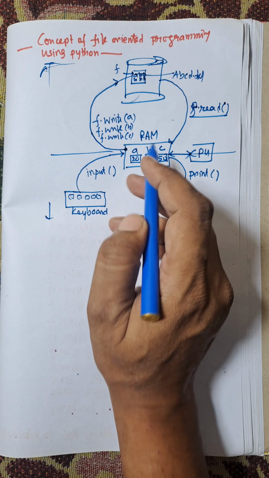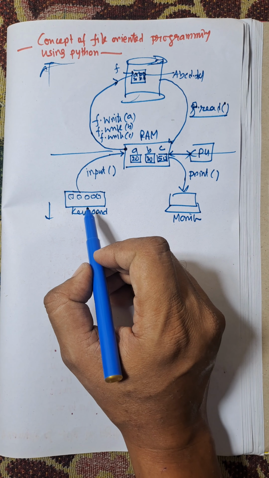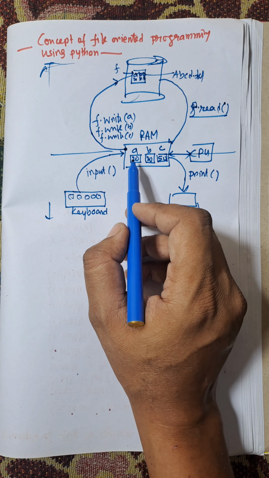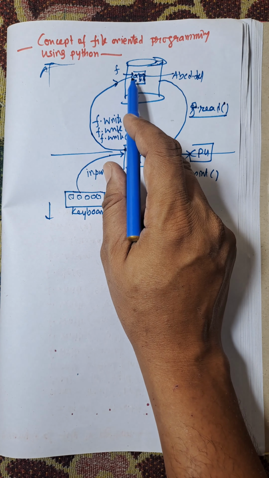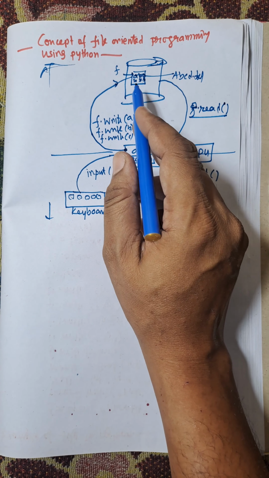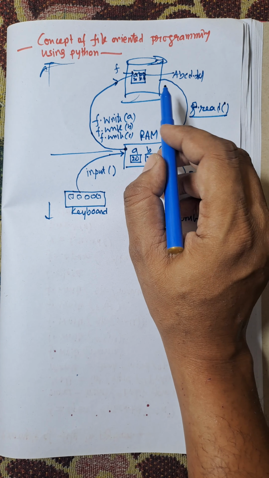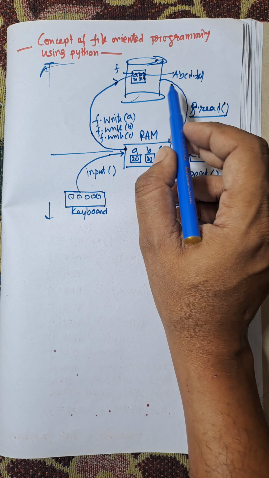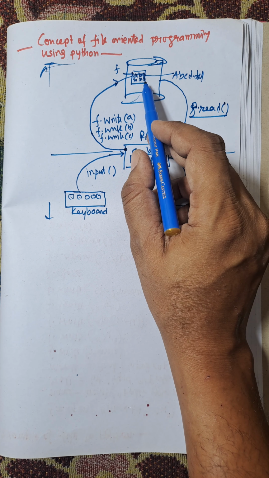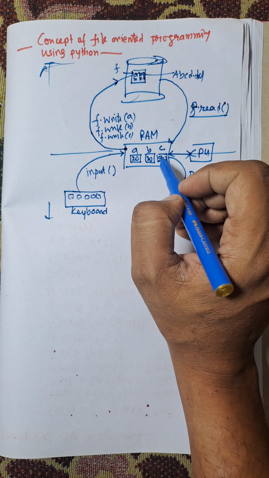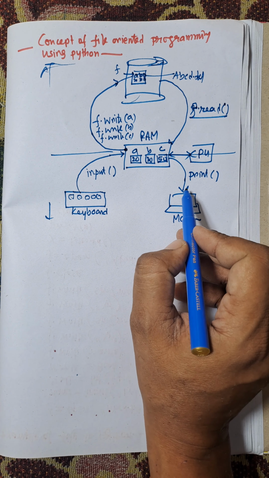So the main concept is to store the data from the keyboard to RAM and then from RAM to the secondary memory. This is the writing process. There are different write methods: write, writeline, writelines. And then we need to open the same file for reading only. Then we will fetch the data from secondary memory to main memory, and then display it on the monitor using the print function.